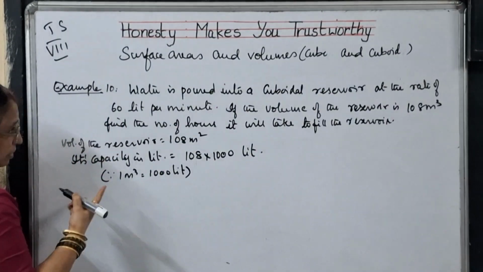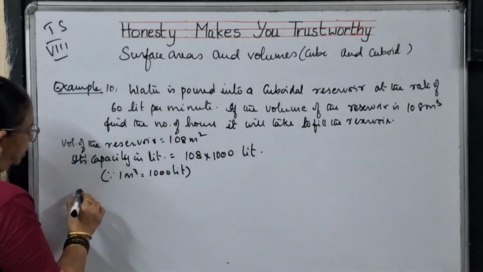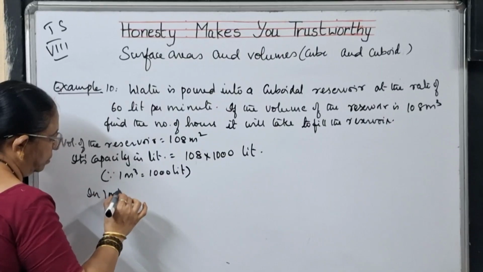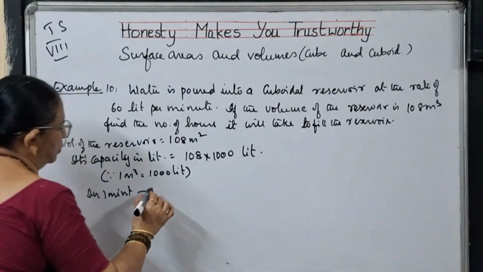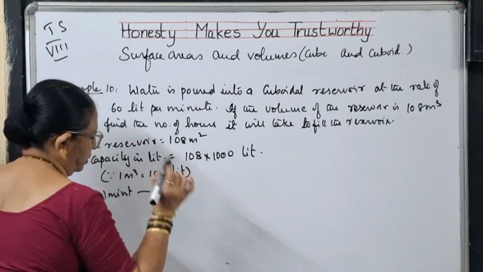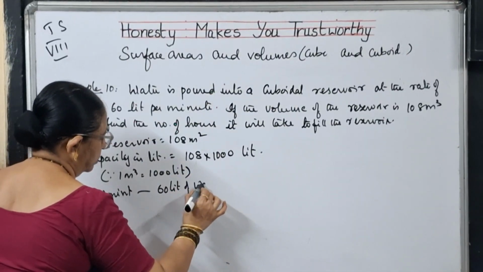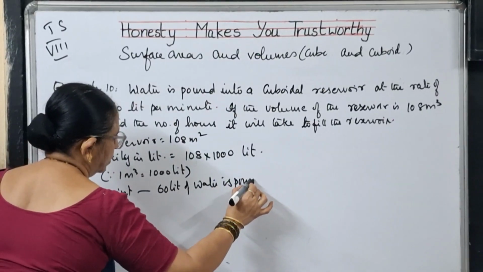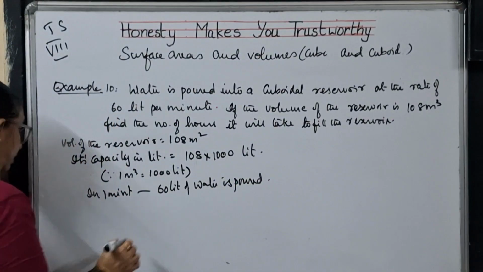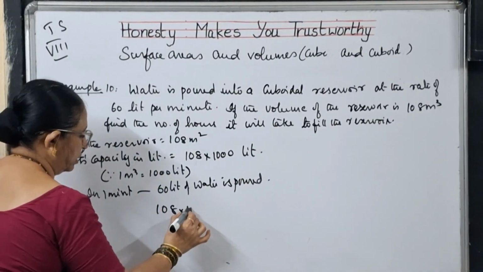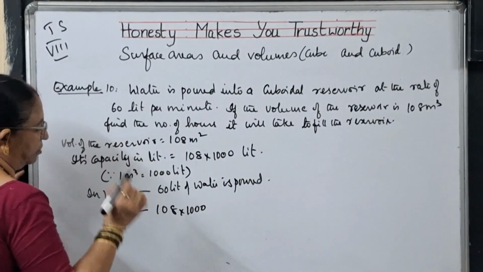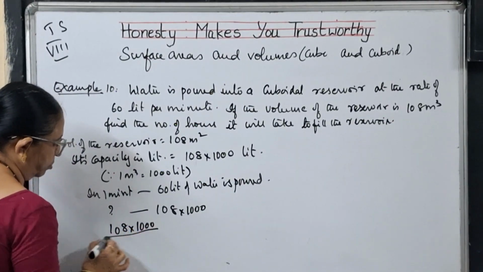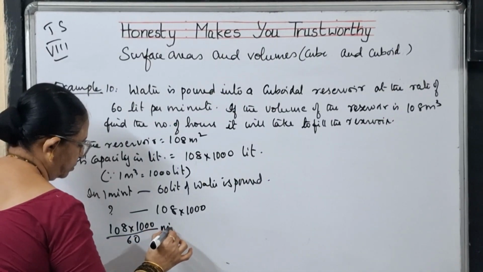Now what is the speed with which the water is flowing? Speed of the water means 60 liters in 1 minute. How much water flows? 60 liters of water is poured. So total how many liters are there? 108 into 1000 liters. Means how many minutes? That means 108 into 1000 by 60 minutes.